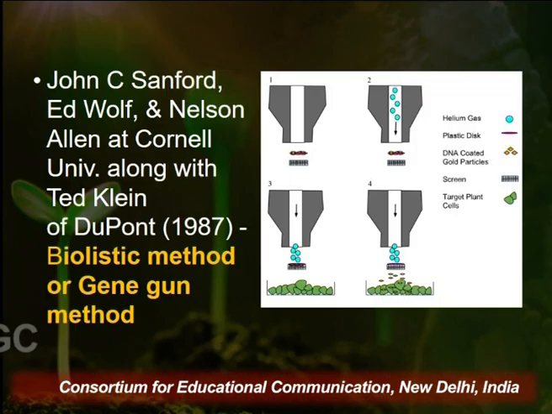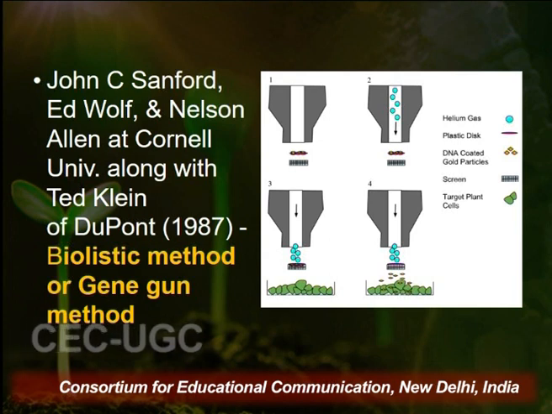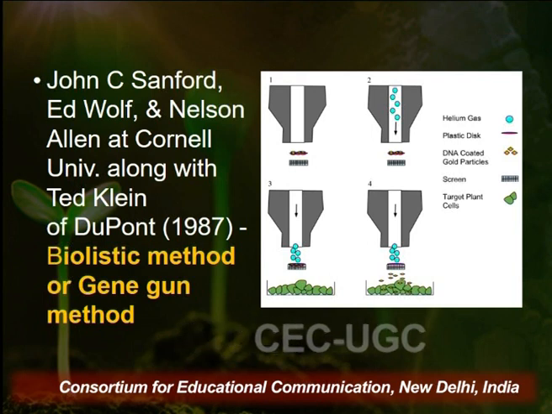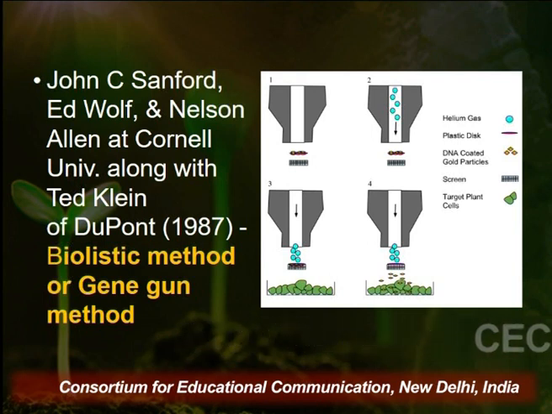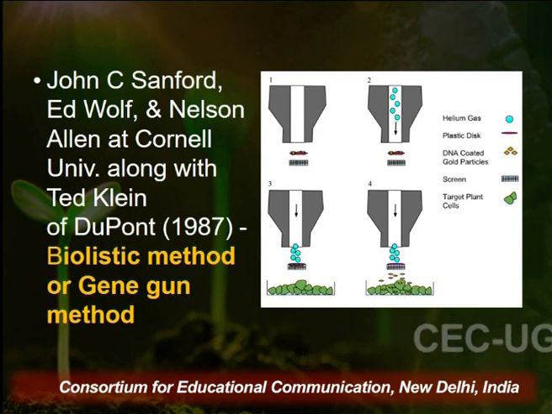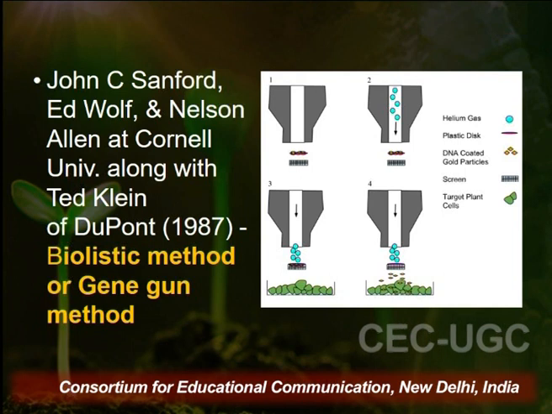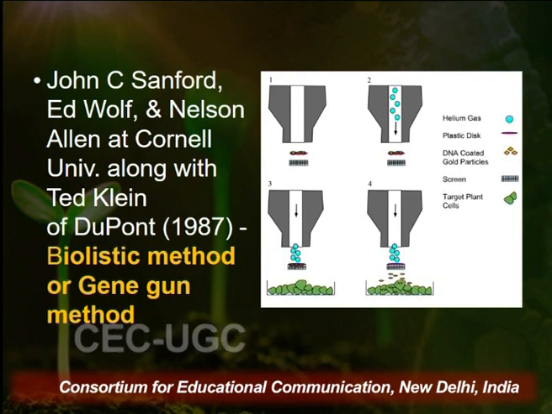Then John Sanford, Ed Wolf, Nelson Allen at Cornell University along with Ted Klein of DuPont in 87 developed another technique of gene transfer, and this technique was named the ballistic method or gene gun method. In this they coated gold particles with the desirable DNA fragment or the desirable gene. Then these gold particles were bombarded on the desired plant material under high pressure of helium. That is why the name gene gun method was given.